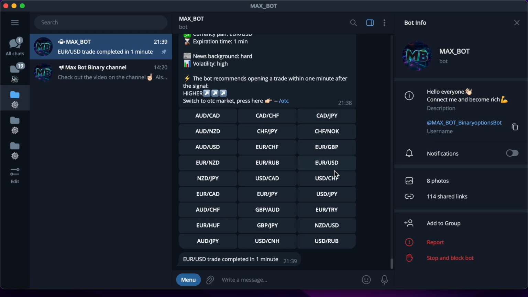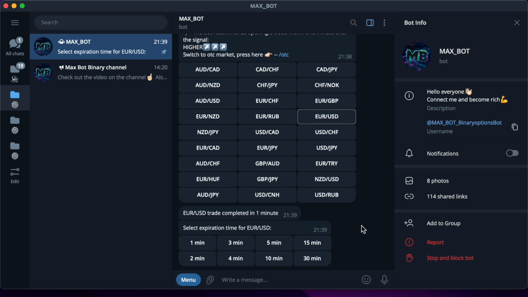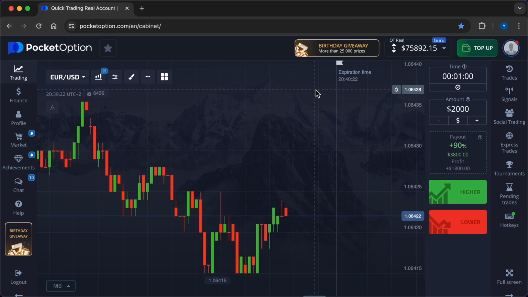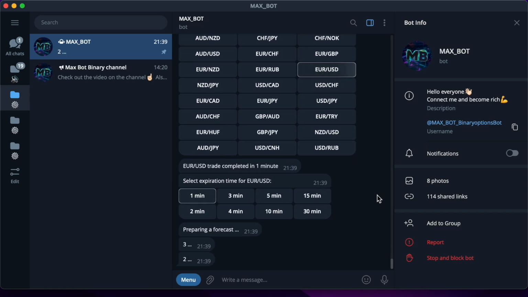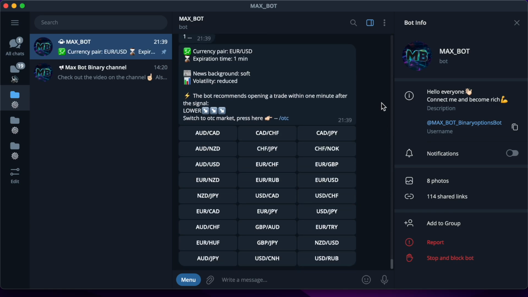And here is another deal closed in the plus. $1,530. Now I will enter the market for an even larger amount. $2,000. It's time to get another recommendation from the robot: lower.